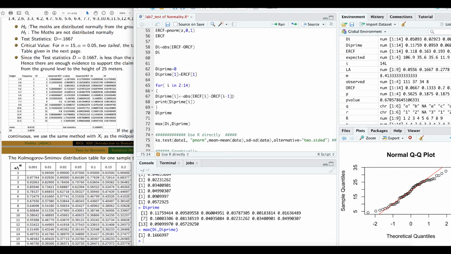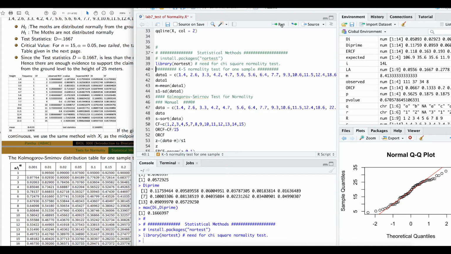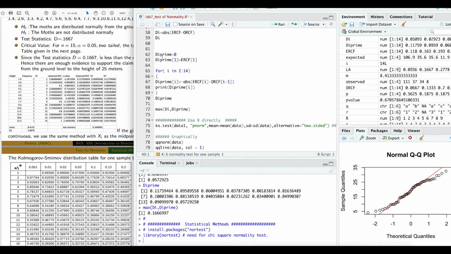Now, if you want to run this statistical test for normality, you need to install that package. You should uncomment that and run these two lines. Since I ran those already, I don't want to run them again. Then you call the library nortest, and you don't have to do all these many steps. Just do ks.test.